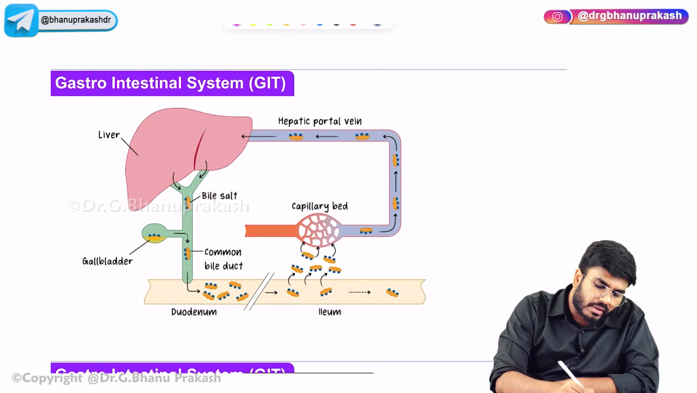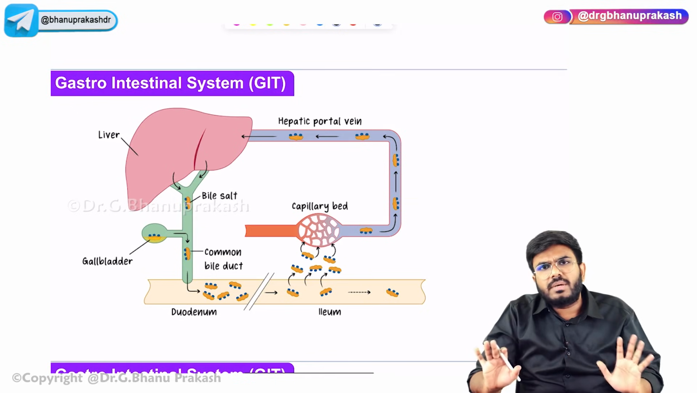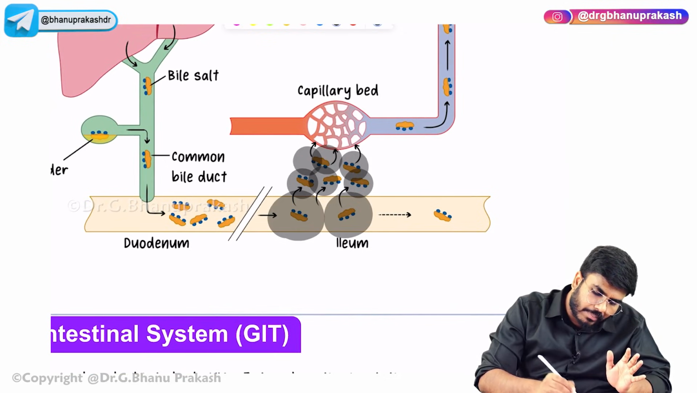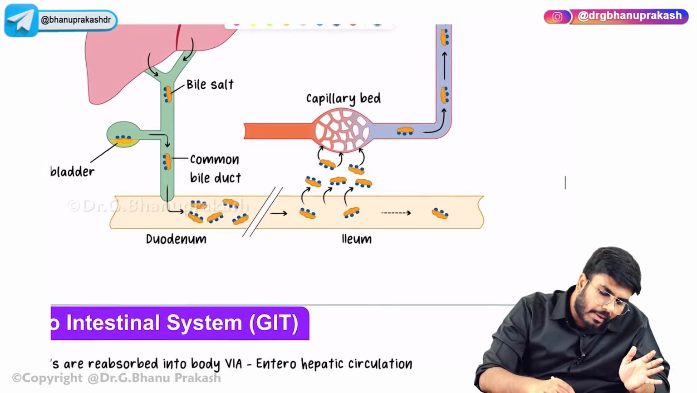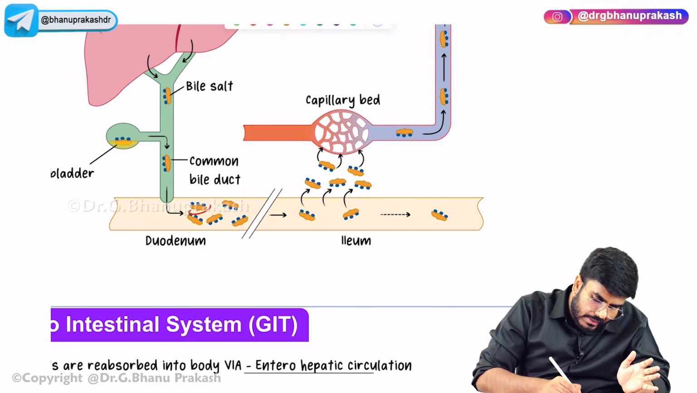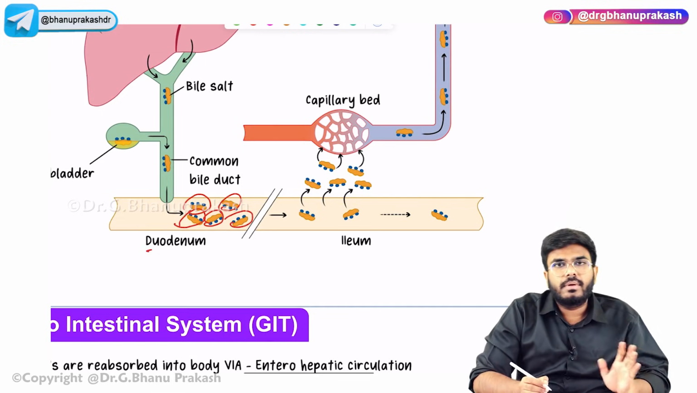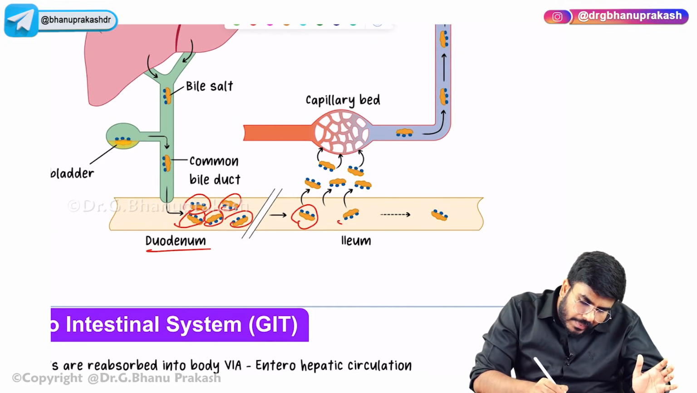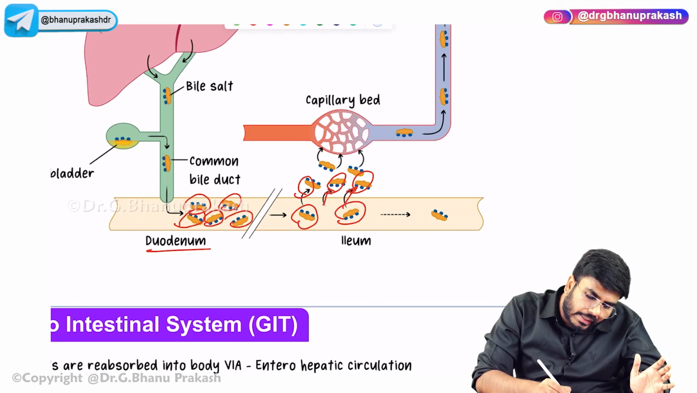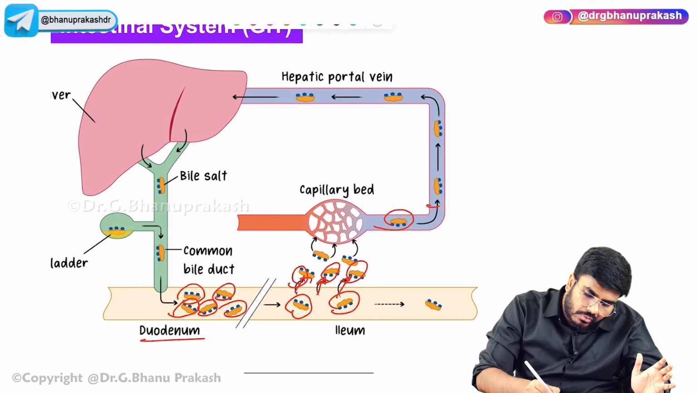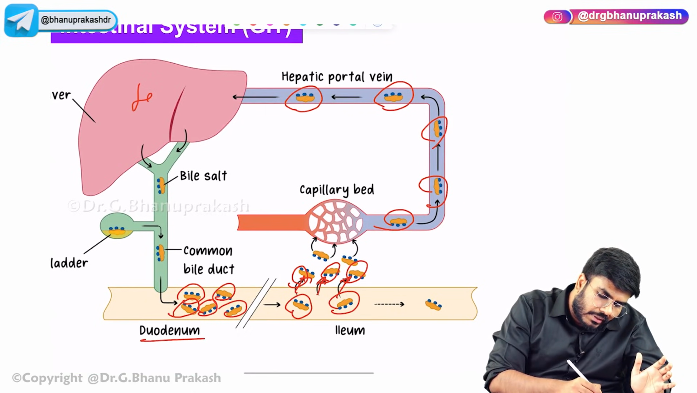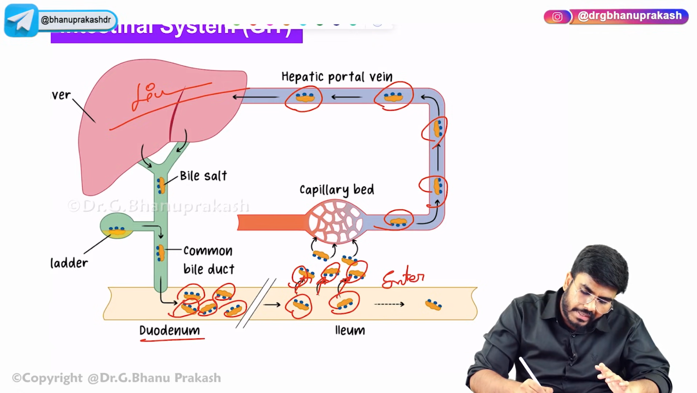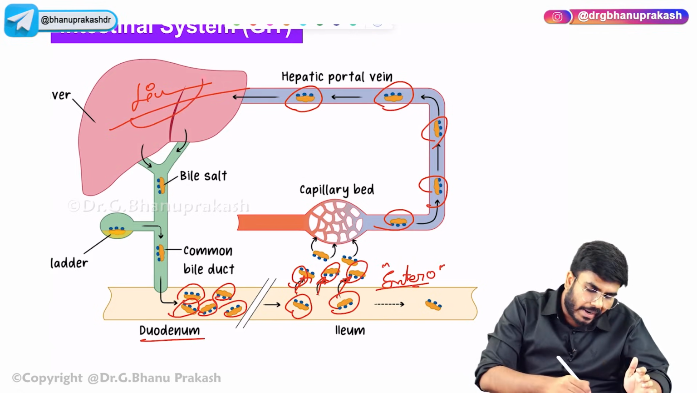The point I want you to know is that once the function of these bile acids and bile salts is completed, they are reabsorbed back into the body. The bile acids and bile salts are released into the duodenum, emulsification and fat digestion are completed, and then they are taken back up into the blood, and through the blood they come back into the liver. So this is called entero, meaning intestines, hepatic, meaning liver.